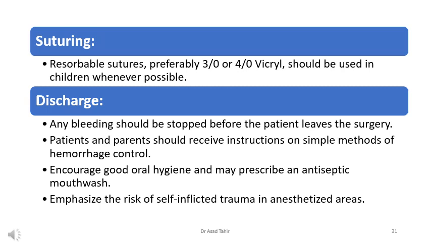Suturing. Resorbable sutures, preferably 3/0 or 4/0 Vicryl, should be used in children whenever possible. Discharge. Any bleeding should be stopped before the patient leaves the surgery. Patients and parents should receive instructions on simple methods of hemorrhage control. Encourage good oral hygiene and may prescribe an antiseptic mouthwash. Emphasize the risk of self-inflicted trauma in anesthetized areas.